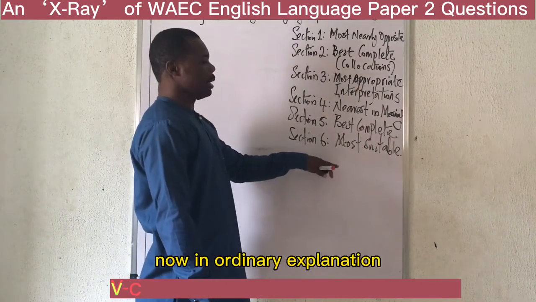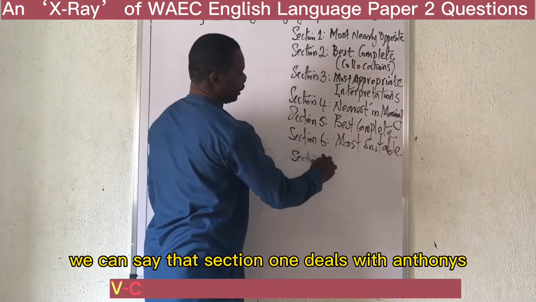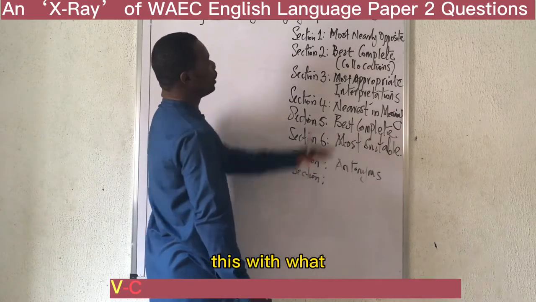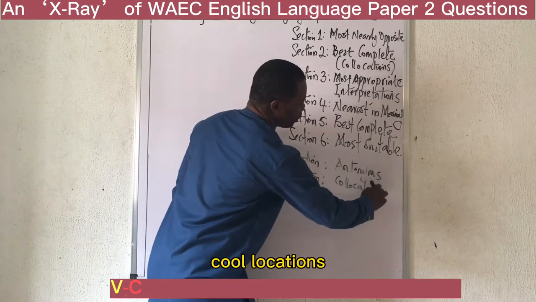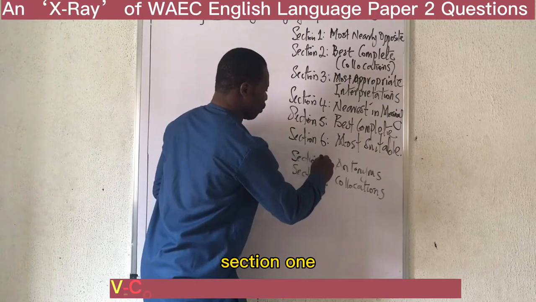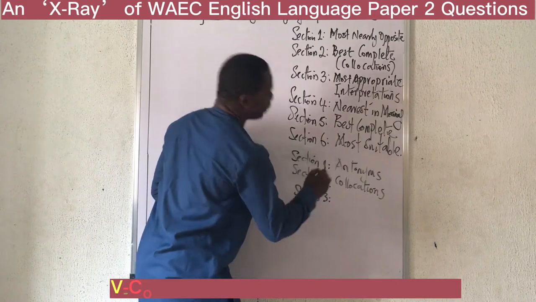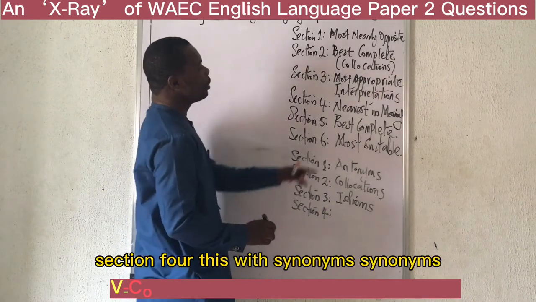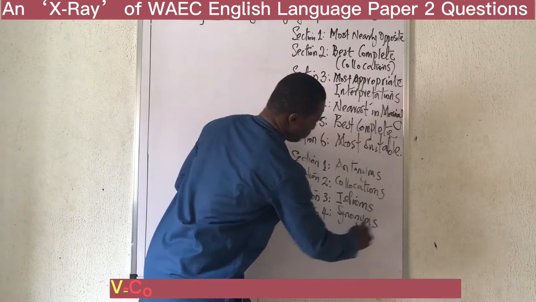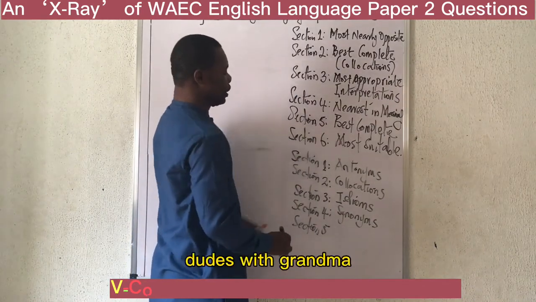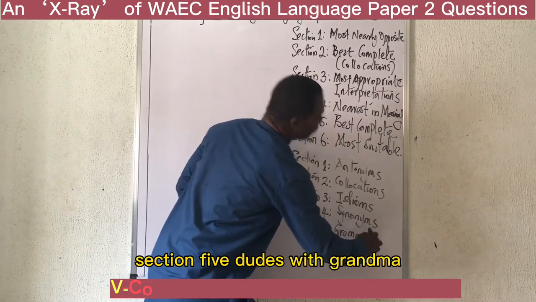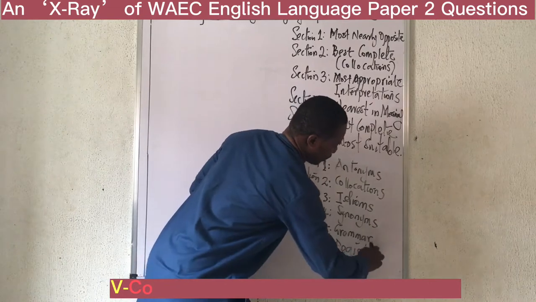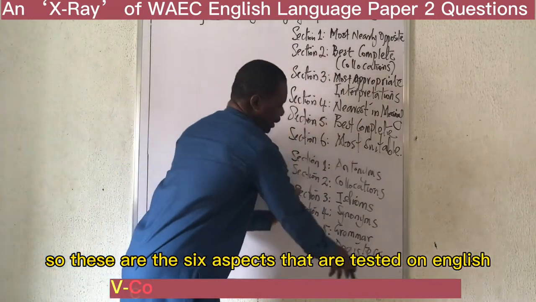Now, in ordinary explanation, we can say that section 1 deals with antonyms. Then section 2 deals with what? Collocations. Section 3 deals with idioms, section 4 deals with synonyms, then section 5 deals with grammar. And then section 6 deals with registers. So these are the 6 aspects that are tested on English.